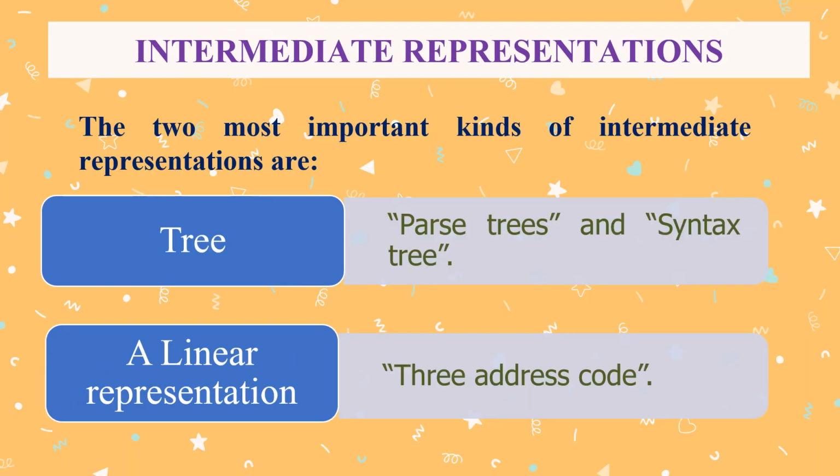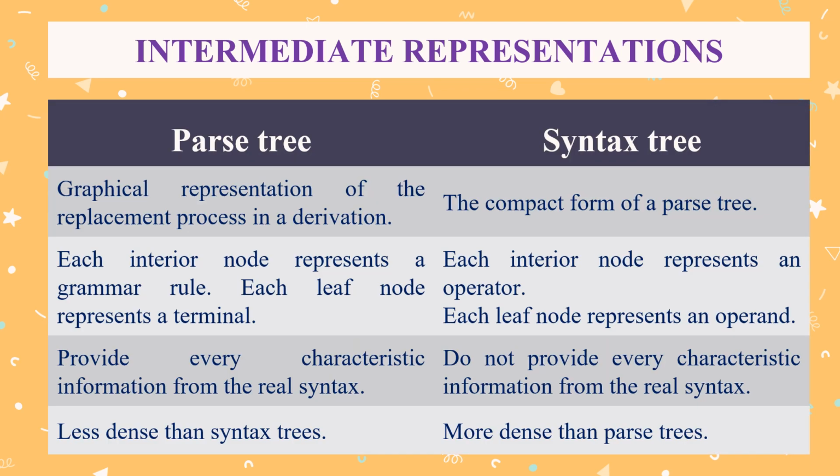Intermediate representations. There are 2 kinds of intermediate representations. The first one is a tree and the other is a linear representation. A tree is a parse tree or a syntax tree. A linear representation is a 3 address code. Now, intermediate representations of tree: parse tree and syntax tree.